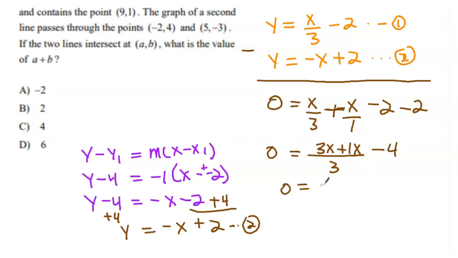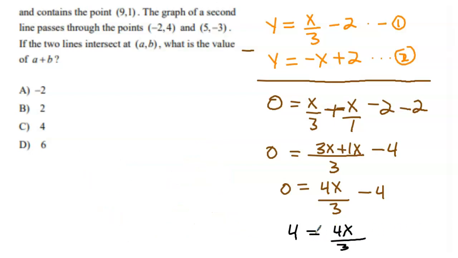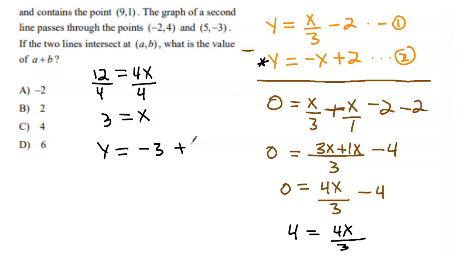We get 0 equals 4x over 3 minus, and now we can take this over here so that we are able to solve for x. When we take it here, it becomes positive. Then we cross multiply, we get 12 equals 4x, and we divide both sides by 4, and that gives us 3. And then we plug x equals 3 into one of the equations. This is going to be a good one to put it in there because there's no fraction involved. So that means y must be equal to negative 3 plus 2, and y equals negative 1.